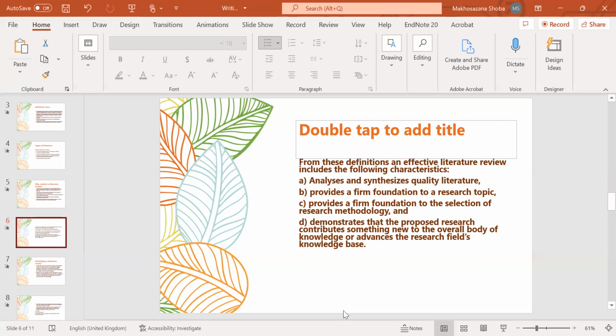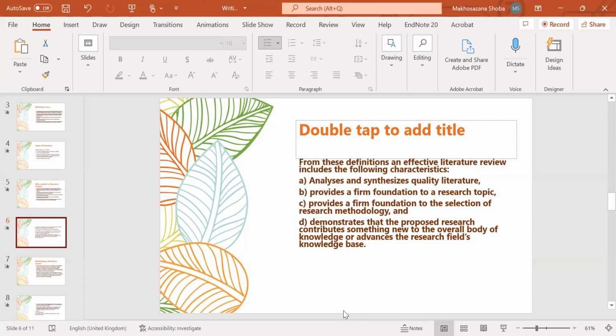for your study. It provides a firm foundation to a research topic, provides a firm foundation to the selection of research methodology, and also demonstrates that the proposed research contributes something new to the overall body of knowledge or advances the researcher's knowledge base. So these are the characteristics of an effective literature review.